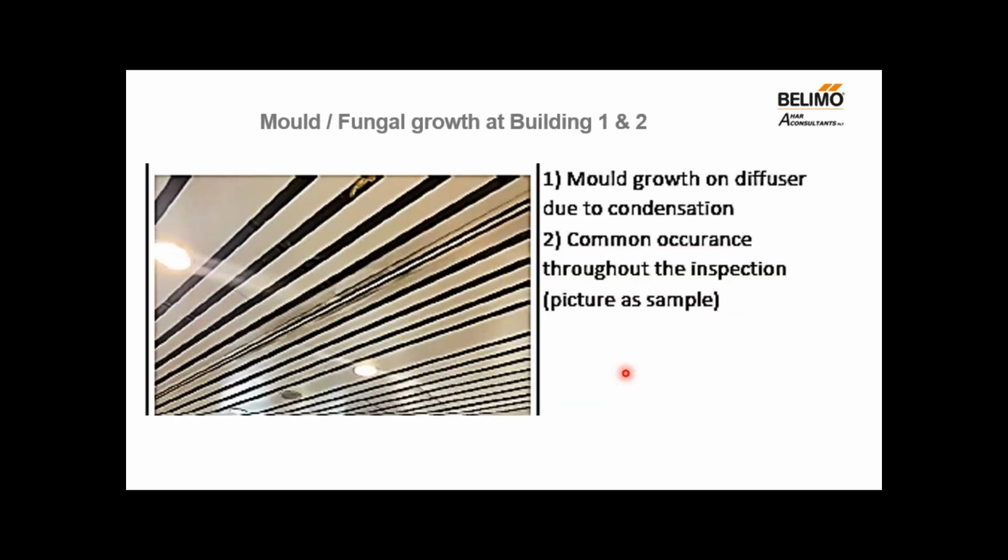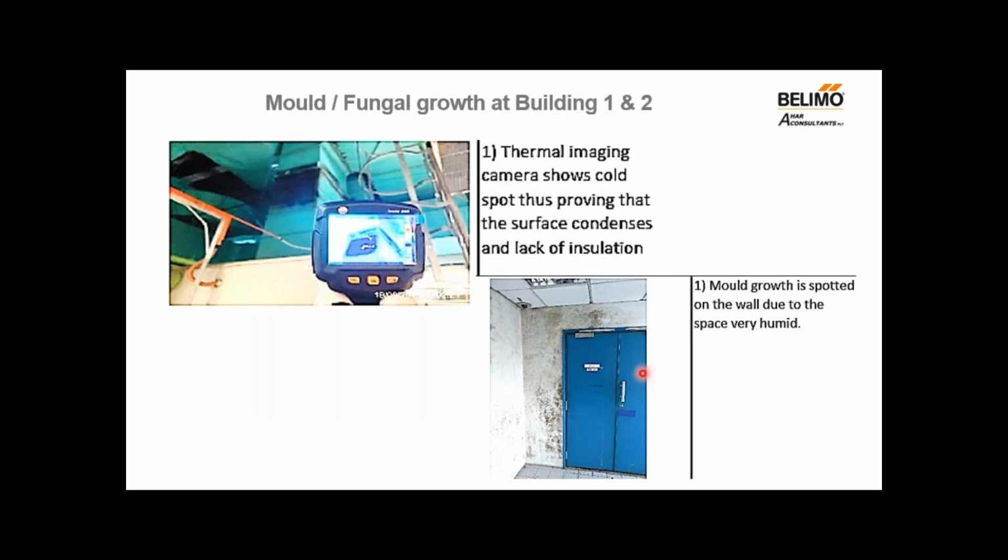Here are some of the photos during our site survey. You can see that there is some mold growing on the diffuser because of condensation. We found out that this is very prevalent in this building. We also found fungal growth on the air conditioning duct inside the AHU room and also on walls. This happened when the wall is between an air conditioned area and a non-air conditioned area.